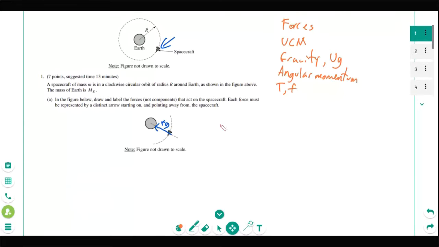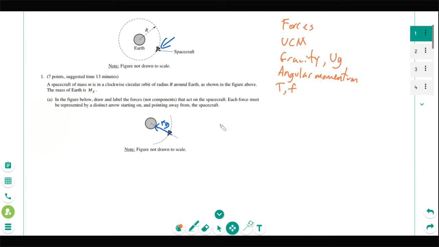I shouldn't say that. The other possibility would be like if they say in the question, the rocket engines are firing on our spacecraft to make it speed up or slow down. But otherwise, all we have is gravity. That's our only force in there. Okay, so one force, gravity, plain and simple.